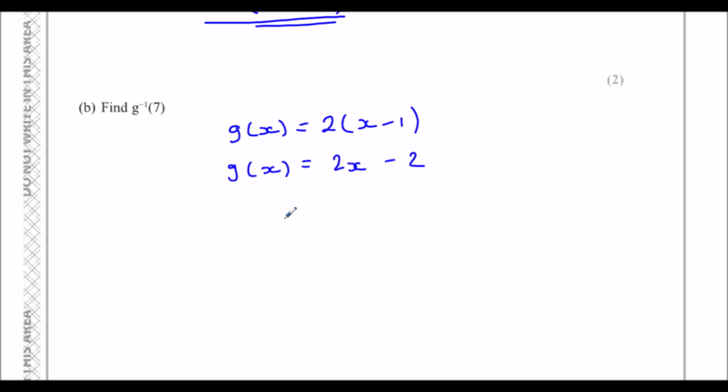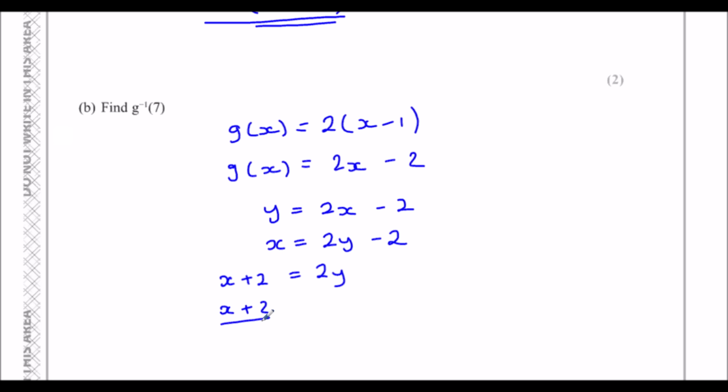So one way of doing this is to write it as y equals 2x minus 2. And if we flip the x and y around, so change x and y around, and then rearrange it to make it y equals again. So if we plus 2 to both sides, we'll get x plus 2 equals 2y. And then divide both sides by 2. x plus 2 over 2 equals y.